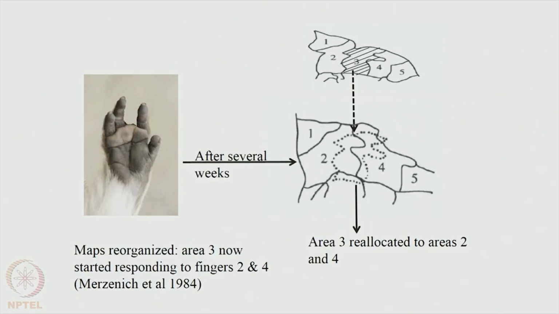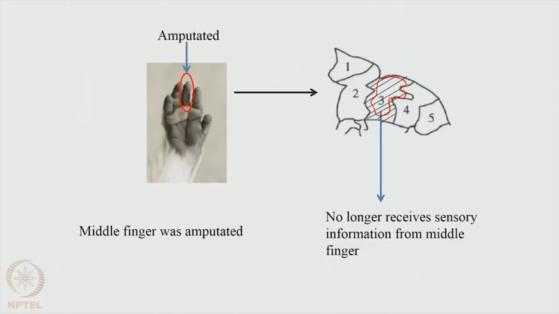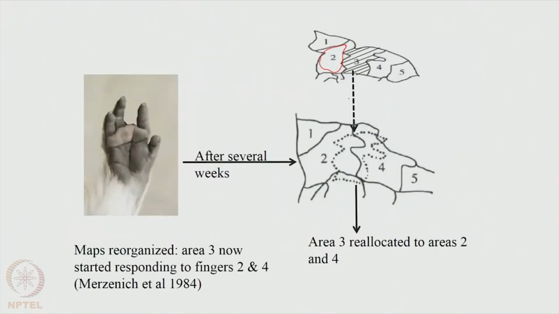But after several weeks something interesting happened. These neurons, which were initially silent because the finger is missing, slowly started to respond to the neighboring fingers. For example, area 2, which corresponded to the index finger, now started responding to the middle finger partly. Neurons of region 3, which were earlier responding to the middle finger, now began to respond partly to the index finger, that is finger 2, and partly to the ring finger, which is finger 4.